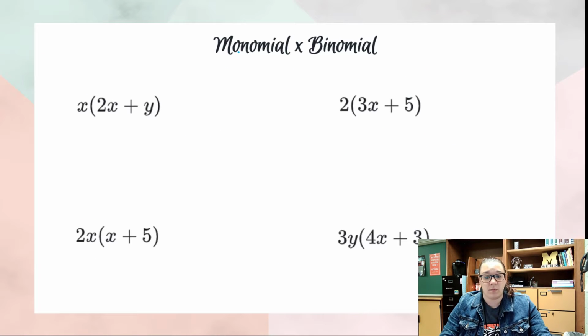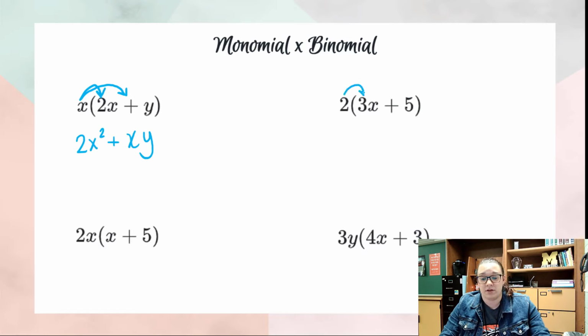Let's try a monomial, one term, by a binomial, 2 terms. So notice here's my monomial with one term and my binomial, and we're used to doing this already. It's distributing. So let's do that. X times 2x is 2x squared, and then x times y is just xy. That's it. There's nothing I can combine here, so I'm done.